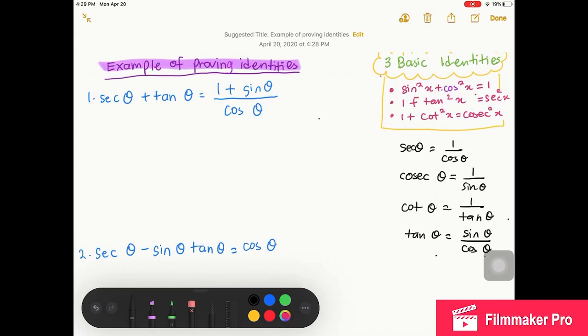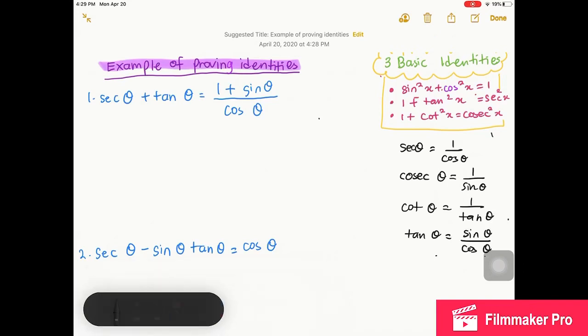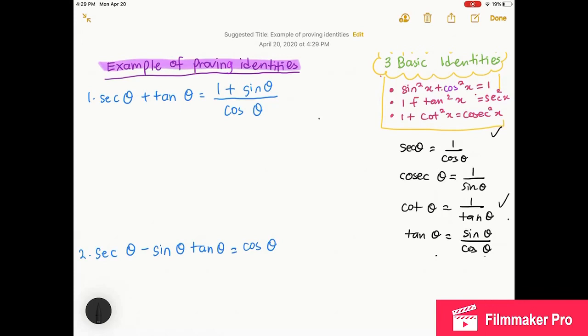Okay, so here's some of the questions about proving identities. I already wrote here to help me the 3 basic identities and also the basic one as well. So let's start with the first question. So how to prove identities questions?